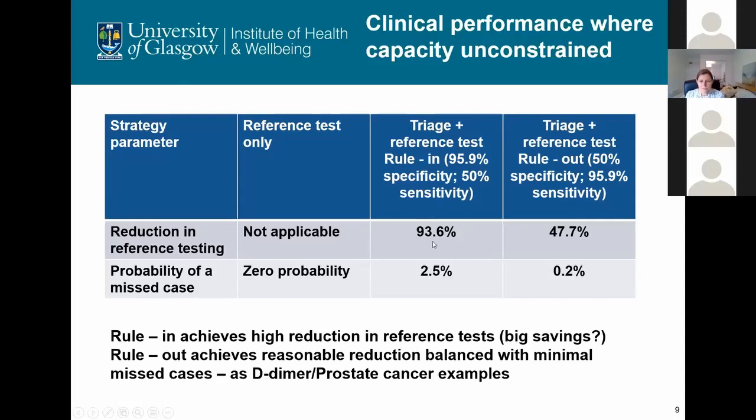You can see that the rule-in test allows us to avoid a huge proportion of the reference testing. So 94% of the reference testing, with the savings that would deliver. Even the rule-out test allows us to avoid quite a high percentage, nearly 50%. But the trade-off is the probability of a missed case, and we're assuming here that the reference test has 100% accuracy. And our trade-off here is that because of the low sensitivity, we're missing quite a lot of cases. We assumed a 5% prevalence in this case study, whereas here we're not missing so many cases because of our high sensitivity.